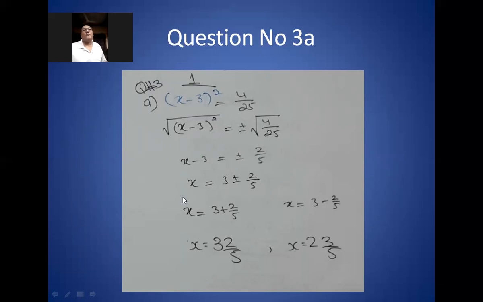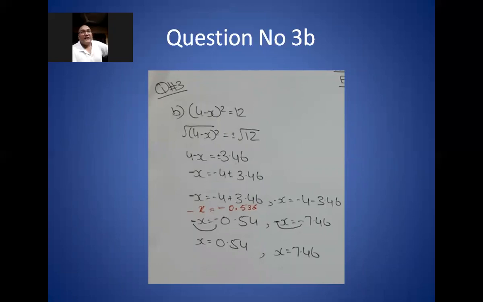Now there are two options. One is you write in your calculator x equals 3 plus 2 divided by 5 equals, and that will give you 3 whole 2 by 5. The second option is you write x equals 3 minus 2 by 5. If you write this in your calculator, you will get 2 whole 3 by 5 as the answer. So this is how you solve question number 3, part A. Hopefully you have understood.